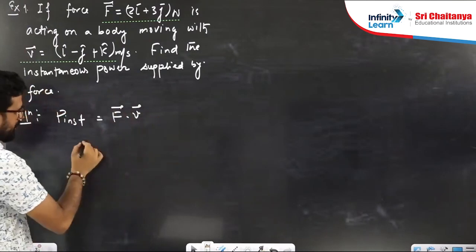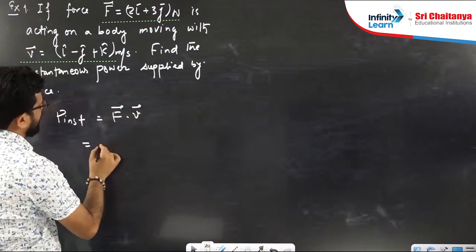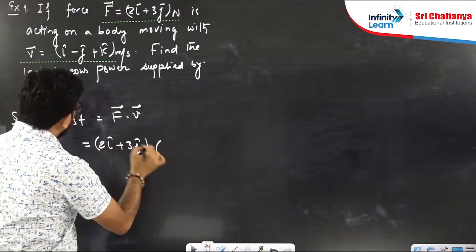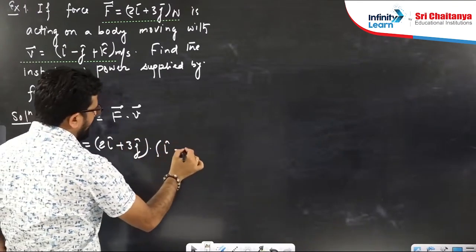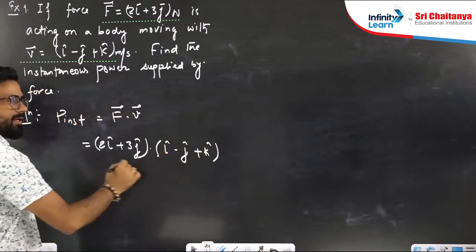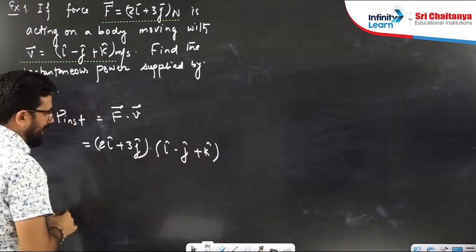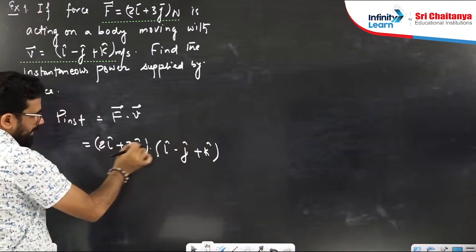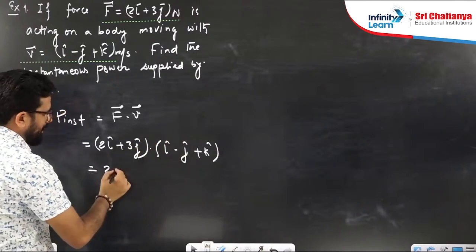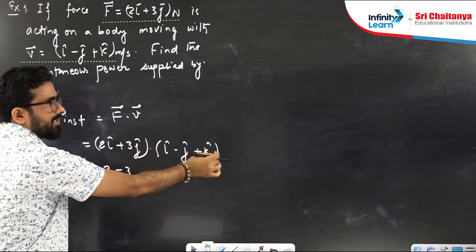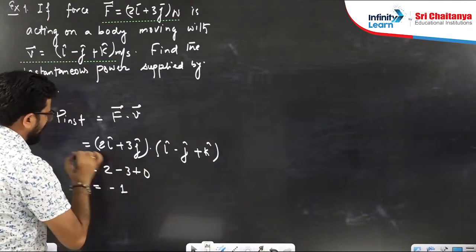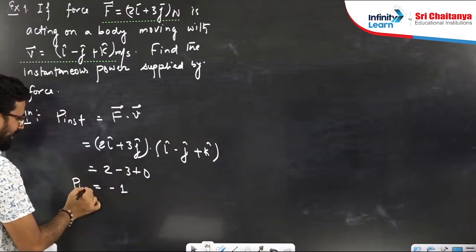Dot product we already know. So we put F as 2i cap plus 3j cap, dot the velocity, i cap minus j cap plus k cap. I dot i, j dot j, k dot k, we know this part. 2 into 1 is 2, 3 into minus 1 is minus 3, and 0 into 1 is 0. That means the third term is 0, so the total is equal to minus 1. This is the instantaneous power.